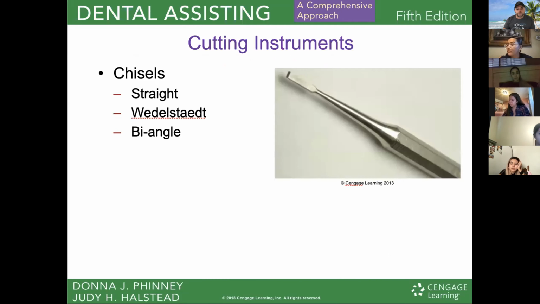Okay, so now we're going to talk about some cutting instruments. Hand cutting instruments are used in cavity preparations for actually cutting into teeth. So chisels are unique hand cutting instruments because they come in 3 different shanks to reach different areas of the mouth. And those different shanks are a straight shank, something that's called a Wiedelstadt, and then also a biangle. Biangle just means it has 2 different angles depending on what area of the mouth that you're working on.